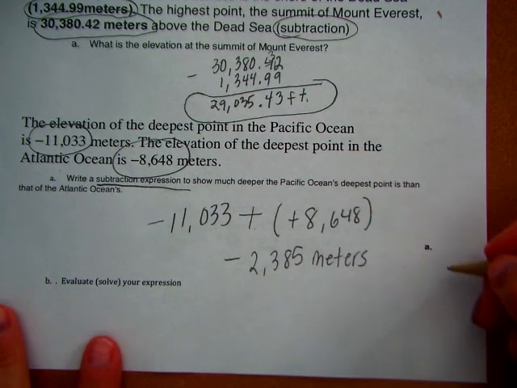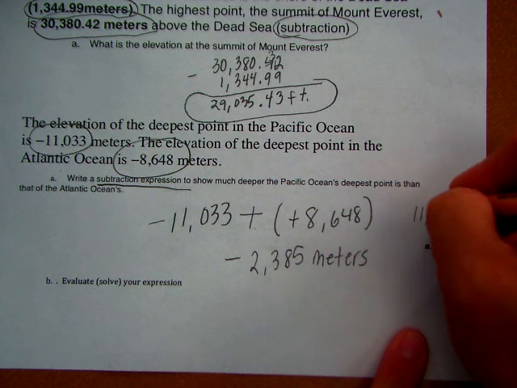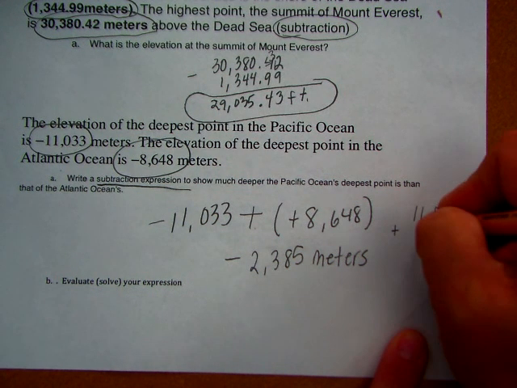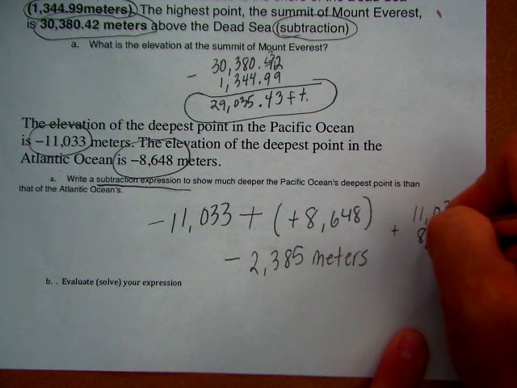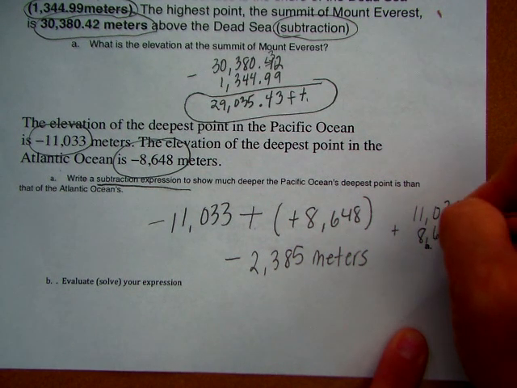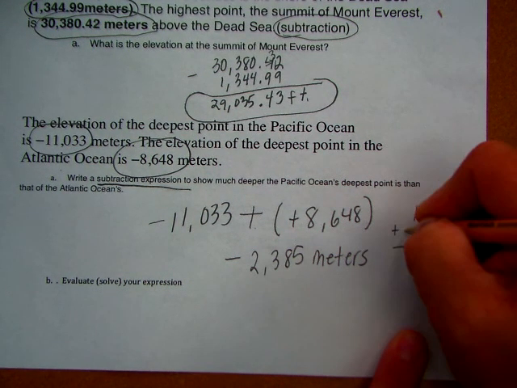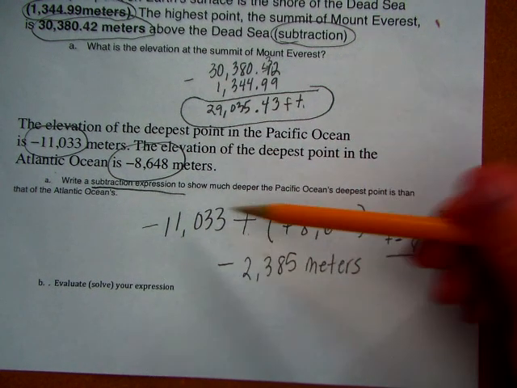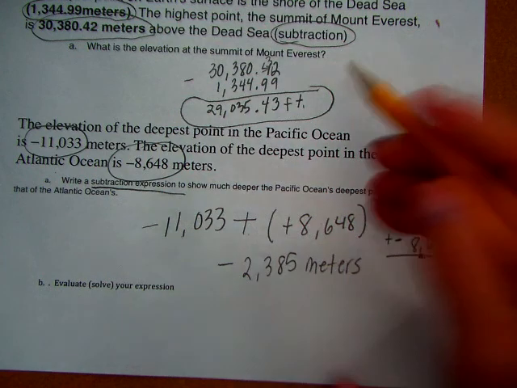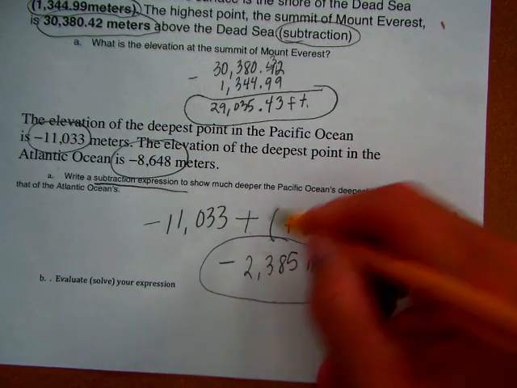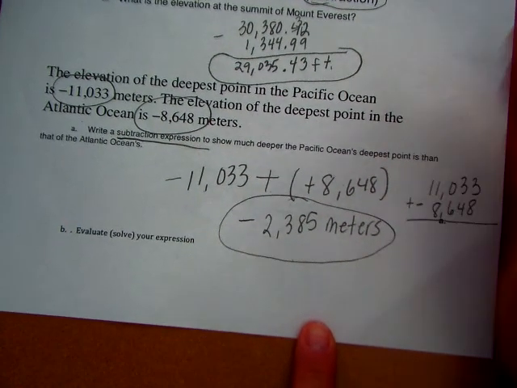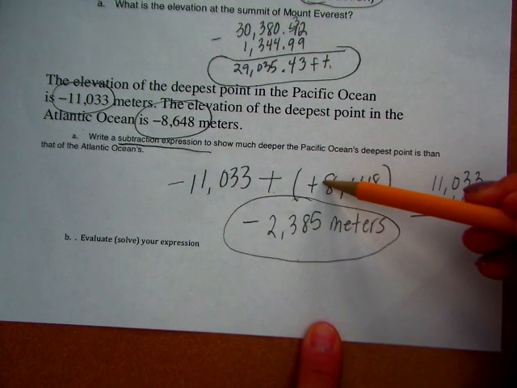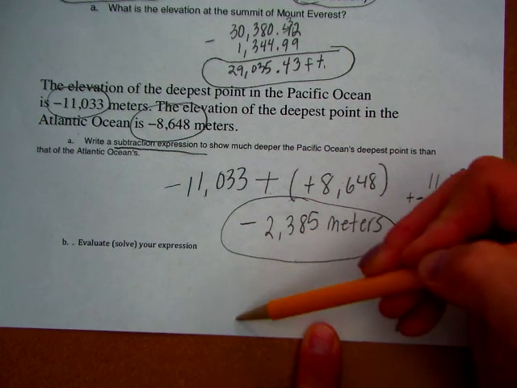If I wanted to write that out over to the side, it would be 11,033 plus 8,648, and then I just actually subtract it. Take the sign of the bigger number and subtract. Okay, and then you always circle your answer. So in this problem, you have an A and a B. So we have to write the subtraction expression up here. So you would get credit up here. And then evaluate by solving it, you would get your B credit down here.